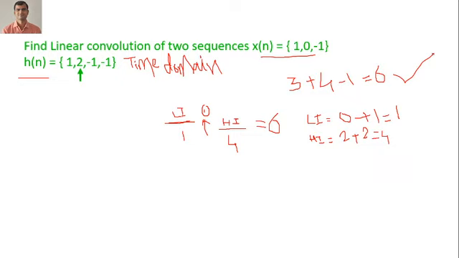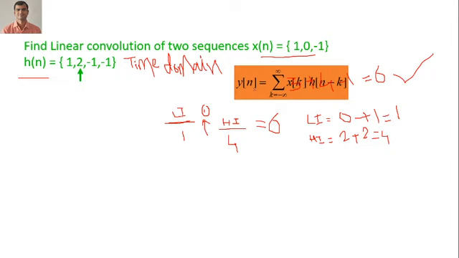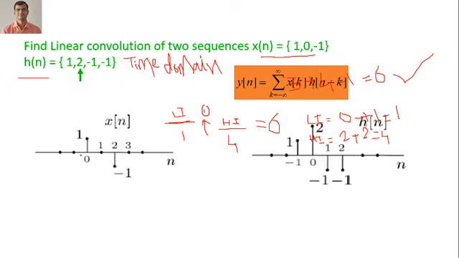Now we will see. This is the formula for linear convolution. Y of n is equal to x of n convolved with h of n, summation for k equals minus infinity to infinity of x of k h of n minus k. This is the signal for x of n and the signal for h of n. I have drawn here: at 0 it is 1, at 1 it is 0, and at 2 it is minus 1. For h of n, at 0 it is 2, at minus 1 it is 1, at 1 it is 1, at 2 it is 1.